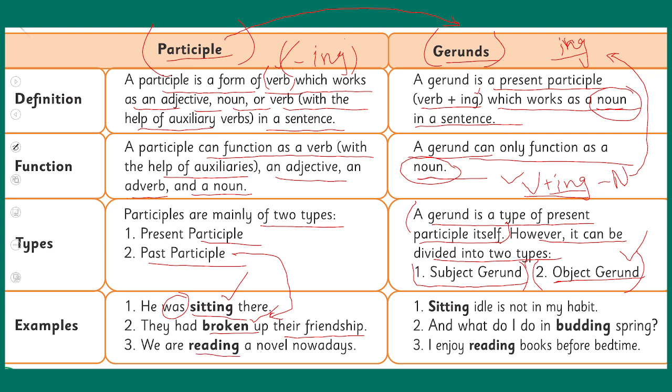"We are reading a novel nowadays." So the reading is with the help of an auxiliary with the ing form, and read itself is a verb. That's why it's a participle.